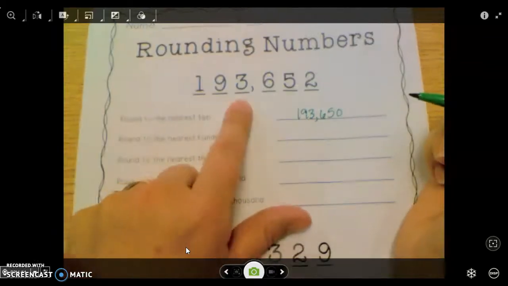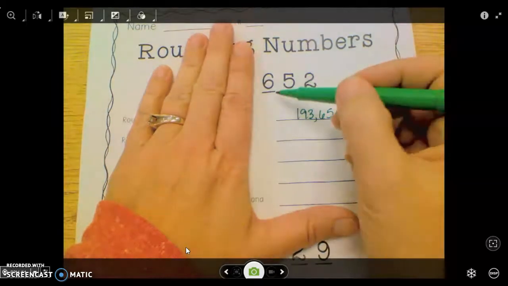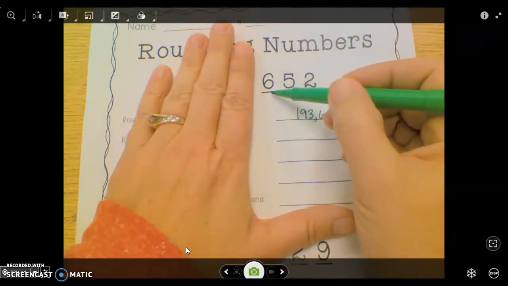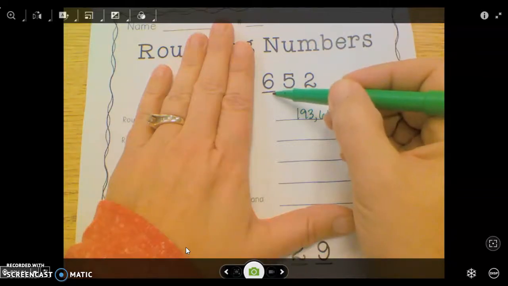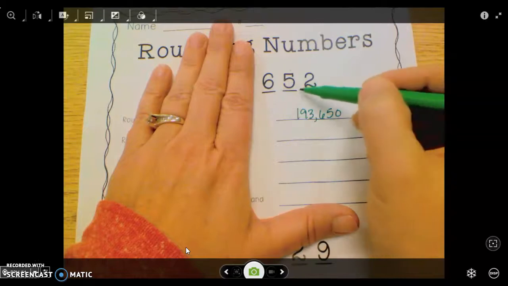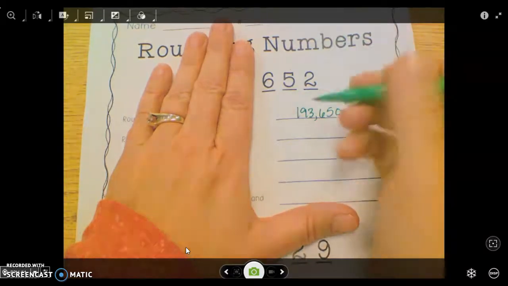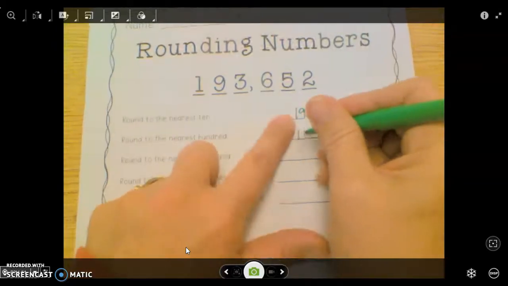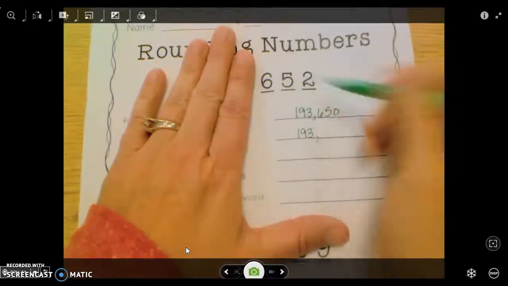I know I have to include these when I write my number, but for now I'm just going to cover them up. I'm going to look at rounding to the nearest 100. Is 652 closer to 600, the 100 I'm in, or one more 100? 700. I know that 50 is halfway, so 652 is closer to 700. So I'm going to include all these other numbers, but when I get to my hundreds place, I'm going to round to 700.